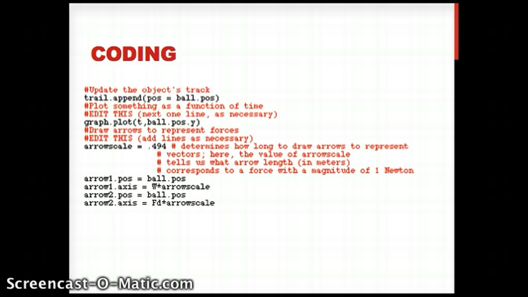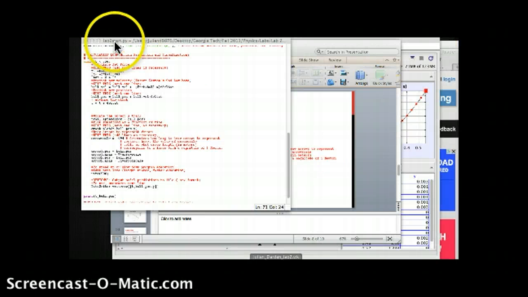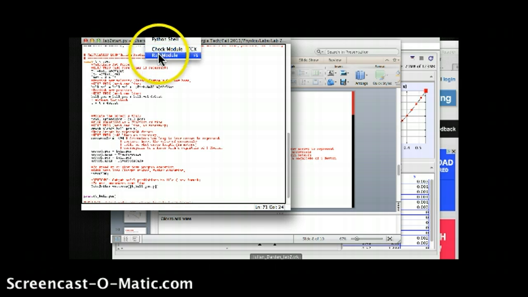In order to show the forces on the computational model, we have done arrows. We have put in arrows to show the forces. So my arrow scale is 0.494 meters per Newton, and you'll be able to see those in the video I'll run for you now. So I'll run my module for you so you can see.